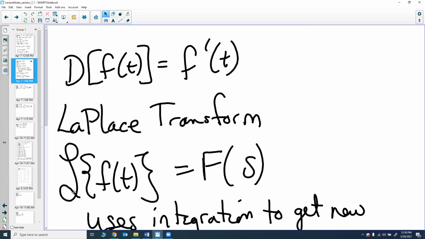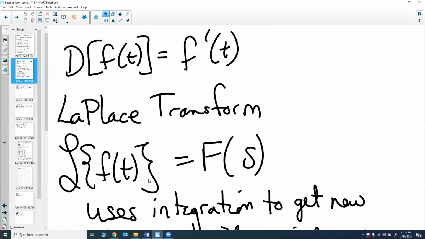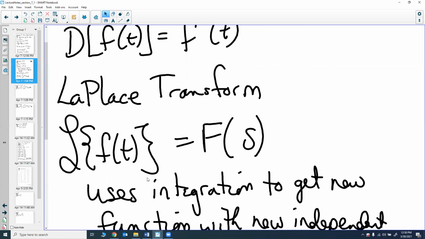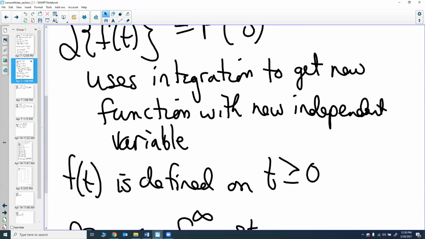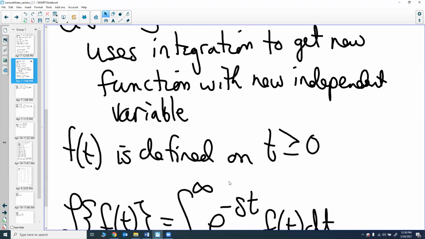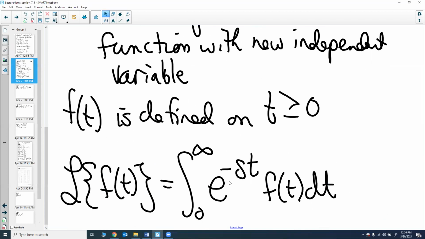The Laplace transform of a function f of t is equal to some giant F of s, we like to call it. What we're doing is transforming the f of t into a new function. That's why the capital F. It's related to the small f, but it's a capital F, and it's going to have a new variable s instead of t. This uses integration to get to the new function with a new independent variable. f of t is defined on t being greater than or equal to 0. So we're never going to look at negative t's, but that's usually what we deal with.